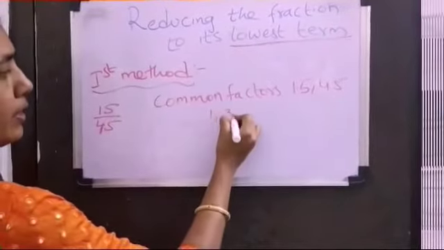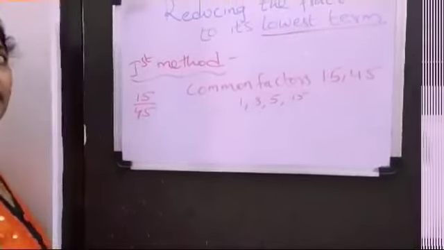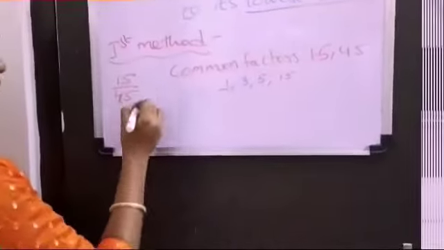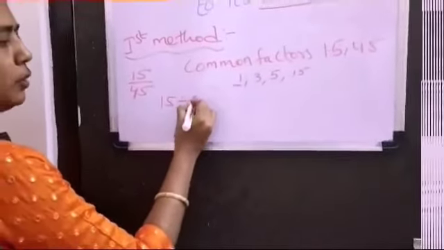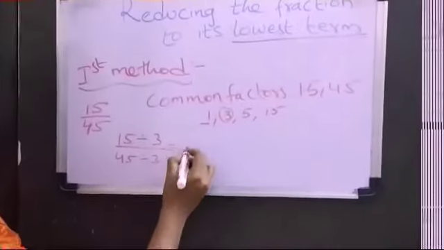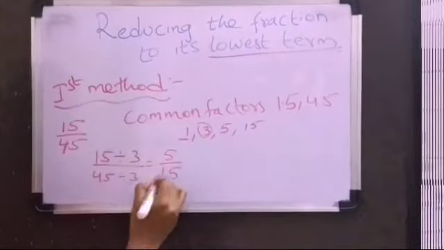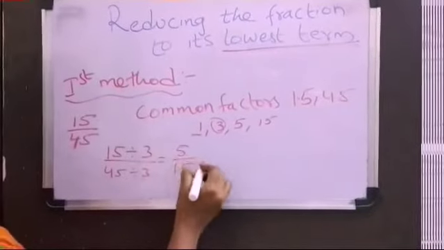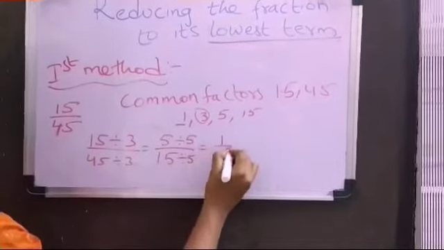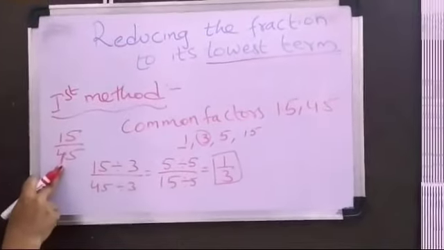The common factors of 15 and 45 will be 1, 3, 5 and 15. What you do is leave off 1, because it doesn't matter if you divide by 1. Start dividing the numerator and the denominator by the first common factor 3. So this is 5 by how much? 5 by 15. Now take this again and divide by 5. That is 1 by 3. So this is the lowest term of this fraction.